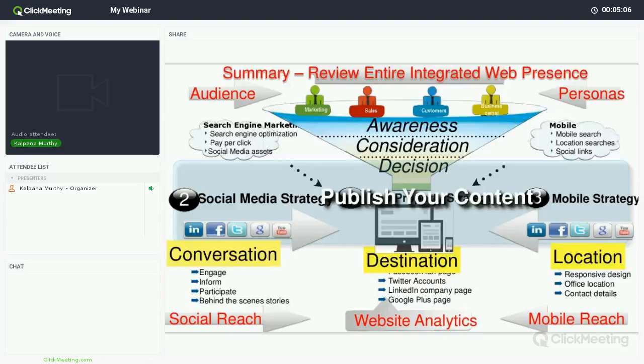Decision is the stage where they are looking at different providers of the products or service, reviews about those providers, and of course they're shopping around for the best value product or service, right? So it's very important for you to know what stage of this buyer's journey your prospect is currently in so that you can provide them with the right type of content.